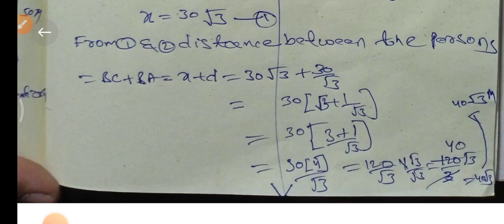30 into root 3 plus 1 by root 3 is equal to 30 into 3 plus 1 by root 3, equal to 30 into 4 by root 3, equal to 120 by root 3 into root 3 by root 3, equal to 120 by 3 into root 3, which is 40 into root 3.